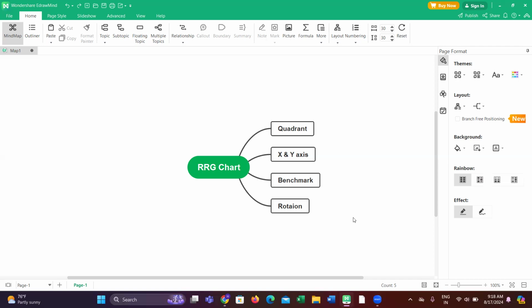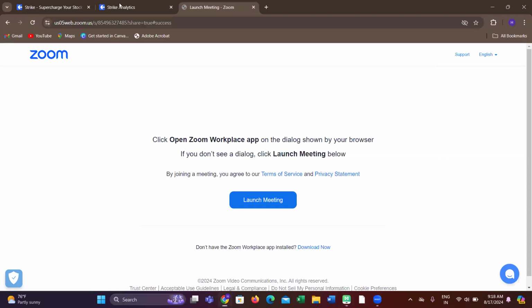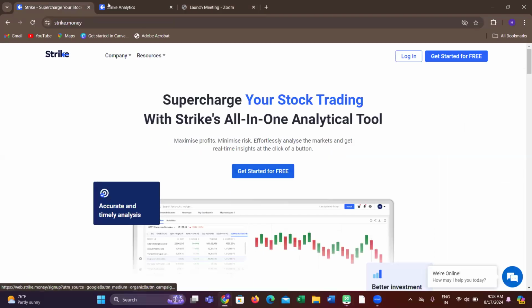So let's start understanding the four quadrants of RRG chart, and each quadrant represents a different combination of relative strength and relative momentum, right? So we have four quadrants. So let me just go to the Strike platform. I use Strike platform.